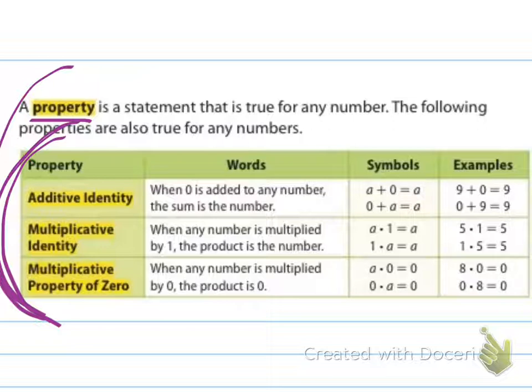1 billion times 1 is 1 billion. Okay. Multiplication property of 0. When any number is multiplied by 0, the product is always 0. So we know that anything times 0 is 0.